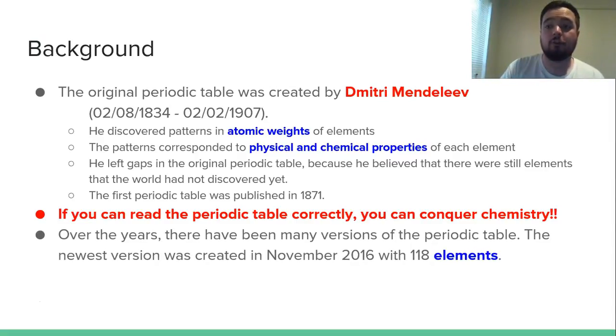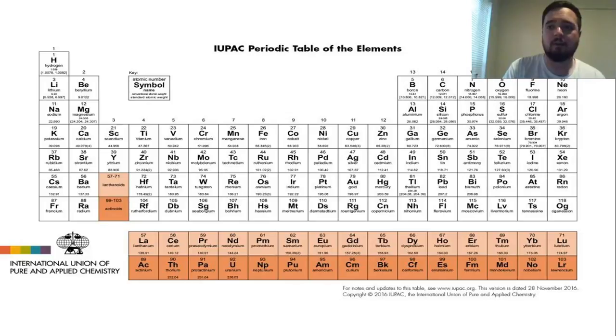The newest version was just created a couple years ago, in November of 2016, with 118 elements. They just recently developed or synthesized, I think, 4 or 5 new elements, and they just gave them names. It's really cool because this is the actual current periodic table as of right now. The periodic table 20 years ago was only up to about this point, around about 110. So within the last 15, 20 years, we've discovered this.